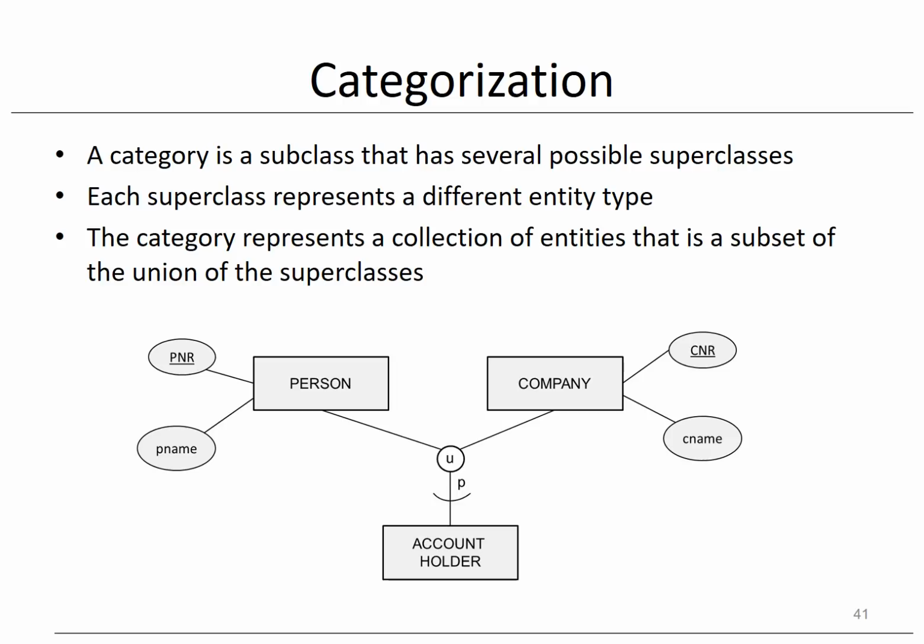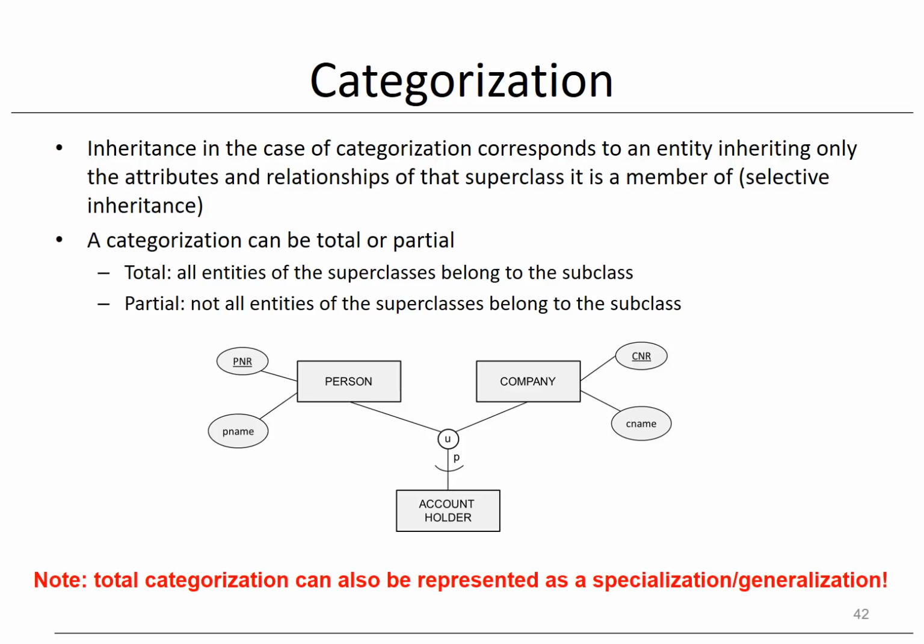The figure shows how the superclasses person and company have been categorized into an account holder subclass. In other words, the account holder entities are a subset of the union of the person and company entities. Inheritance in the case of categorization corresponds to an entity inheriting only the attributes and relationships of that superclass it is a member of. This is also referred to as selective inheritance.